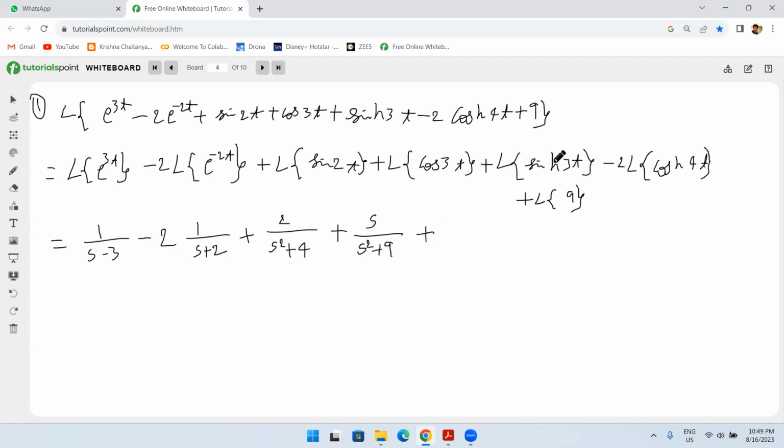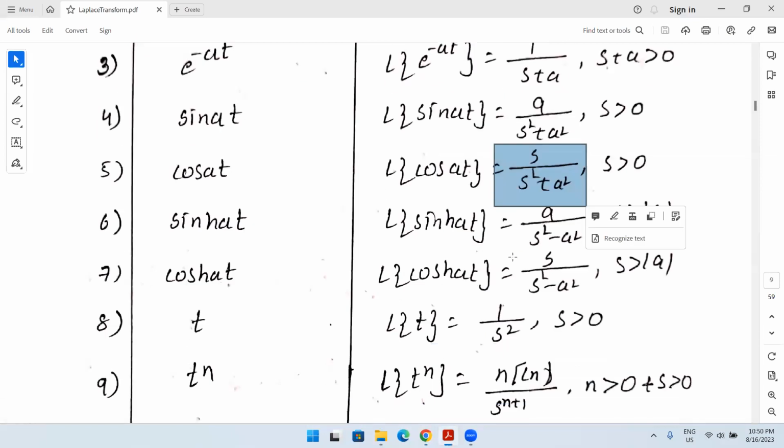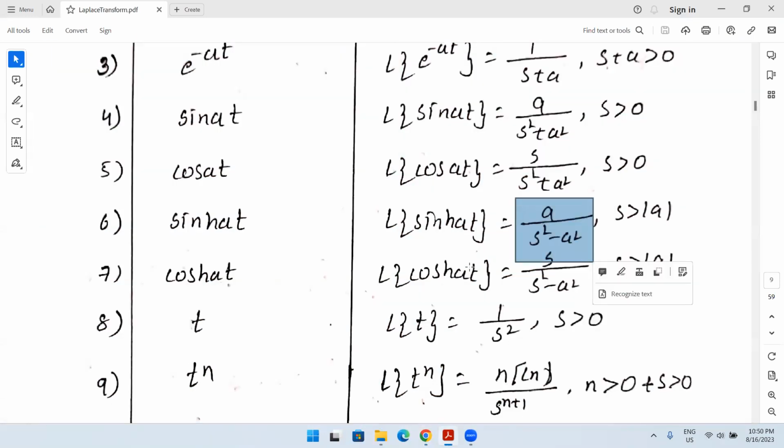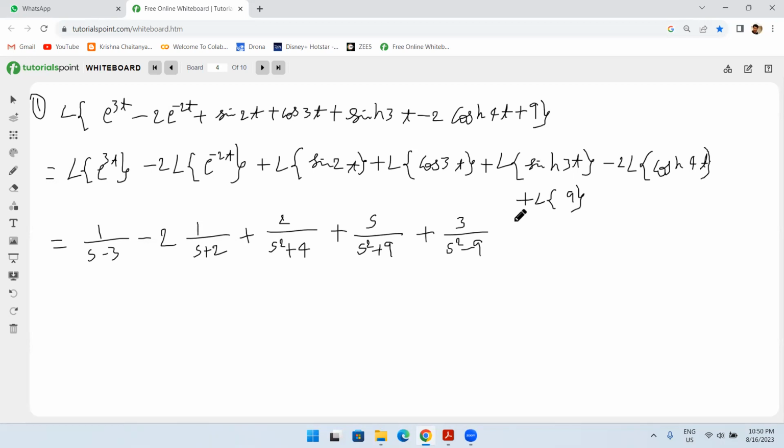Plus sinh 3t. Whenever we get a sine, we get a by s square plus a square, but here plus, not plus, minus. Whenever we get a hyperbolic, we get minus. Sinh at is a by s square minus a square. And here minus 2 into cosh 4t. Whenever we get cos, the numerator is s, and since it is a hyperbolic function, we get s square minus 4 square, that is 16.